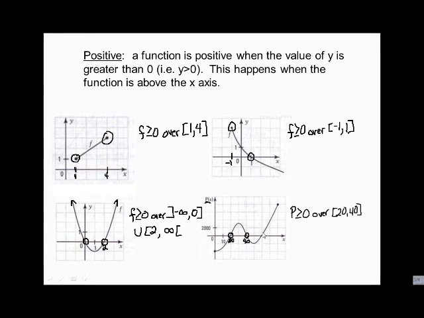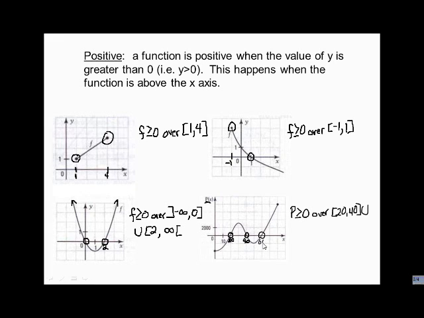And then it starts being positive again right here when it crosses the x-axis one more time. So we'll have to put in a union, and it's 20, 40, 50. So, and that's positive again between 60 and our x-coordinate here is 80.